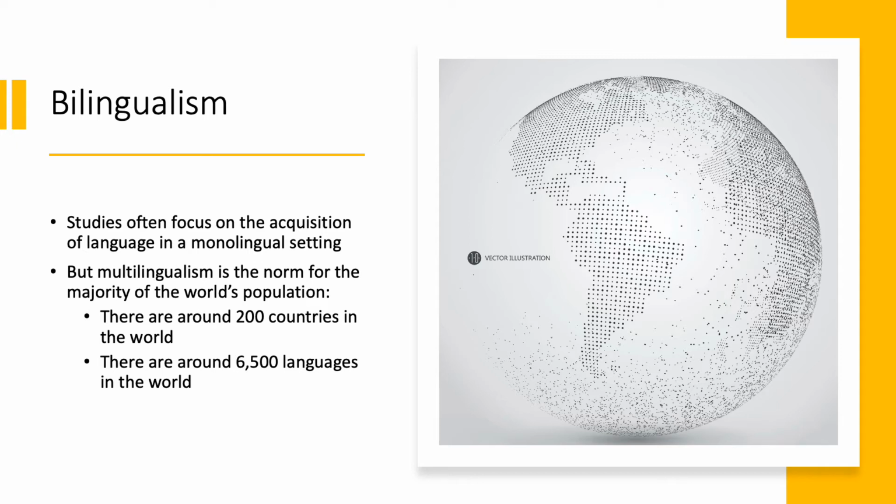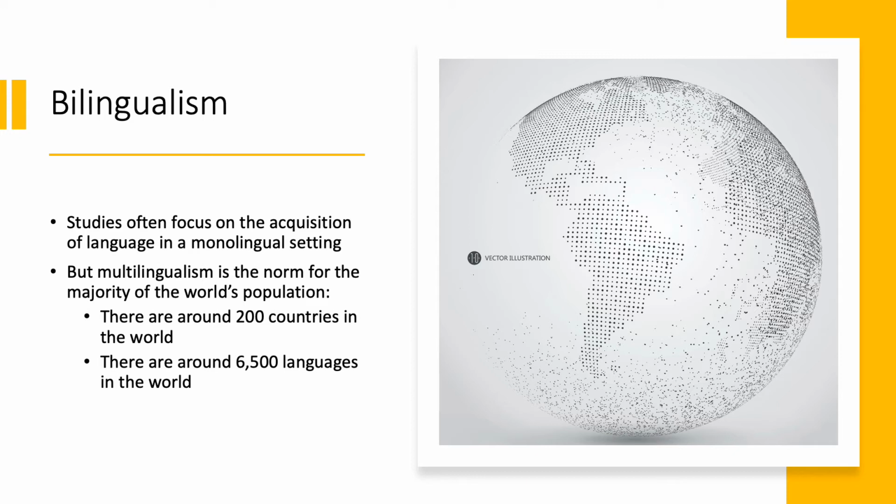But it is important that we also study bilingual and multilingual acquisition, as this is actually the norm for most of the world's population. It is enough to mention that while there are around 200 countries in the world, there are over 6,000 languages spoken. This means that in each country you will hear a lot more than just one language.